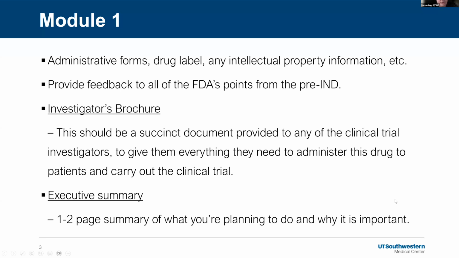And then the investigator's brochure, again, like I said, this is a succinct document. I say succinct, but I mean, this could easily be 20 pages or more or less. It should be a succinct document that really provides all the information that any investigators need. So kind of the background on the drug, what exactly it is, what the preclinical studies were done to inform its use, and anything that they need to know in terms of what the patients are going to go through, what the risks are.